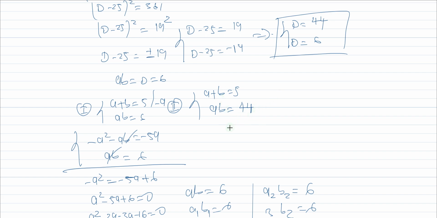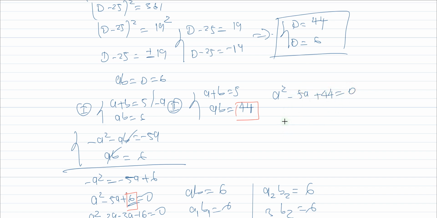Cool. And then let's look at the second case, this one. Okay, so guys, how do we actually solve this? Well, a plus b is equal to 5, ab is equal to 44. We're going to follow the same steps. We just change the value of 20 to 44, right? So we're going to have that a squared minus 5a plus 44 is going to be 0.